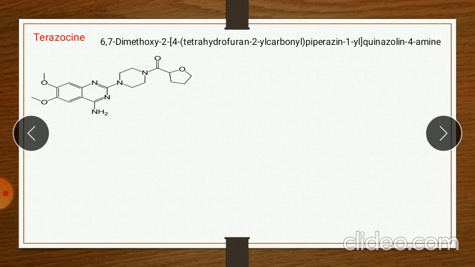Next drug, terazosin. Here the only difference is tetrahydrofuran. In case of prazosin there is a furan, but here there is a tetrahydrofuran, that is saturated without a double bond. So the IUPAC name is 6,7-dimethoxy-2-[4-(tetrahydrofuran-2-yl carbonyl)piperazin-1-yl]quinazolin-4-amine. So approximately the same IUPAC name, only the difference is tetrahydrofuran.